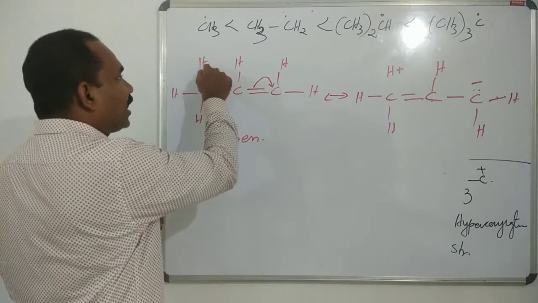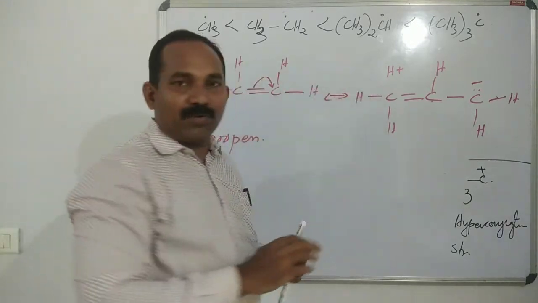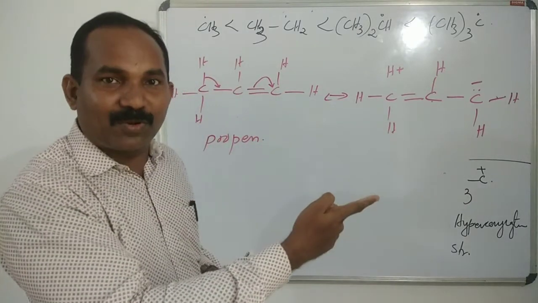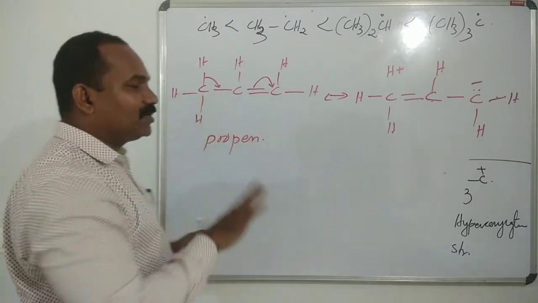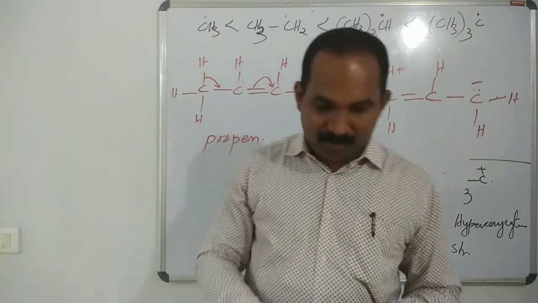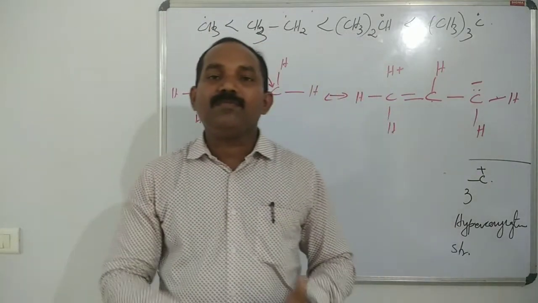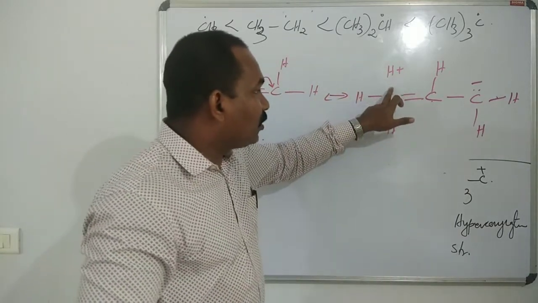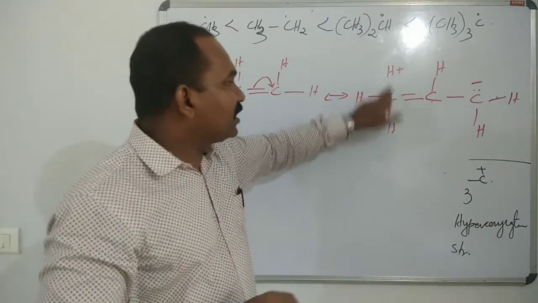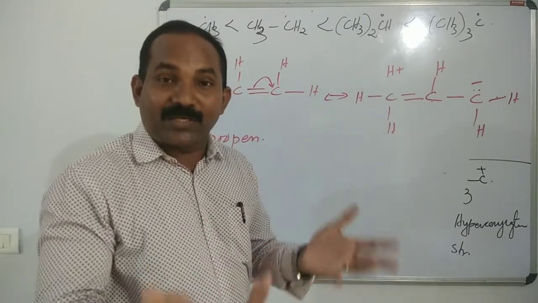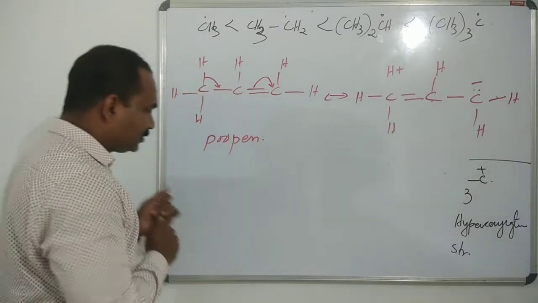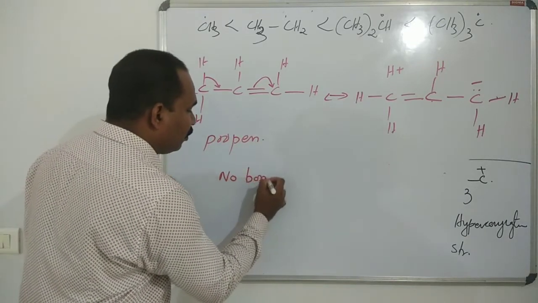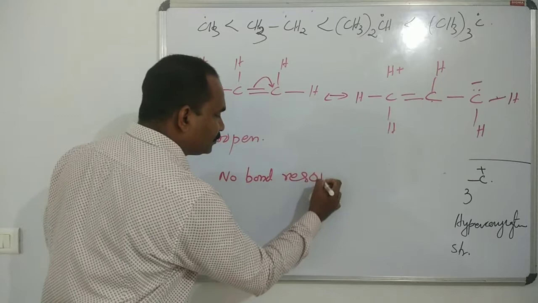So here this hydrogen is involved in the hyperconjugation. And this hydrogen involved, we get another hyperconjugative structure. This hydrogen involves one more hyperconjugative structure. So in hyperconjugation, here is no bond. You can see that here is no bond. That's why it is called no bond resonance. Hyperconjugation is also known as no bond resonance.